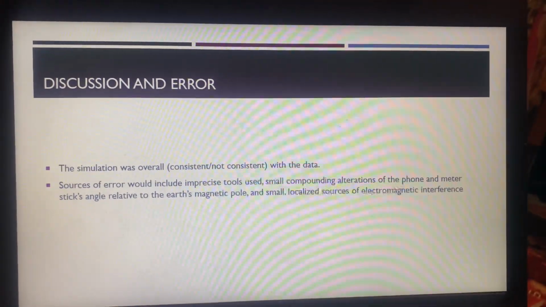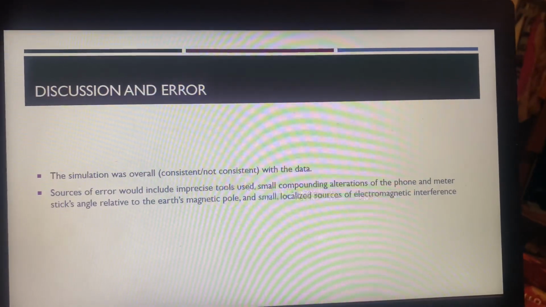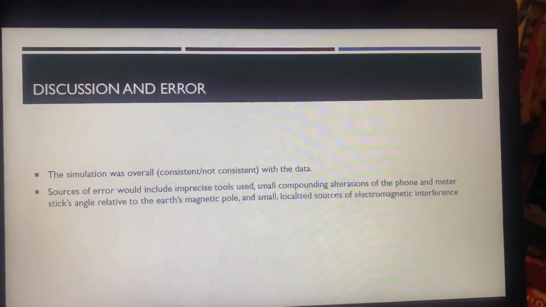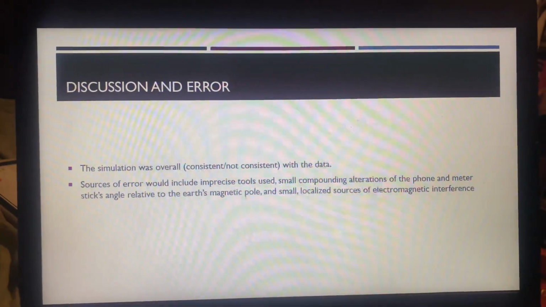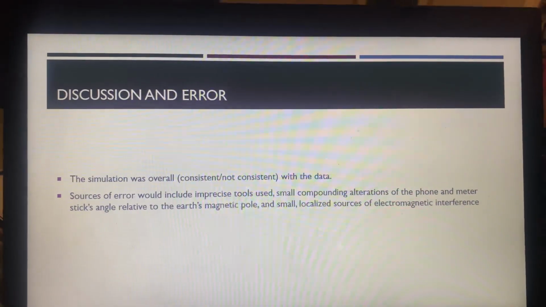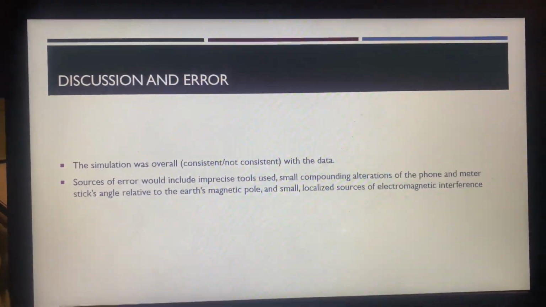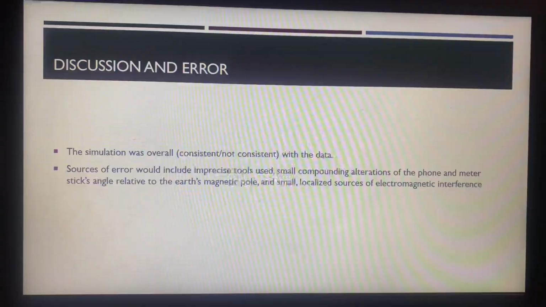There's not much to discuss here. I mean, we're basically taking a device that uses code to interpret a magnetic field data point, recording that and putting it back into a program that interprets magnetic field data. So it makes a lot of sense that it would look consistent, and yeah, it does.